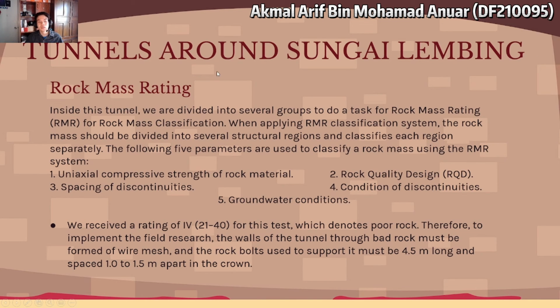So the third location is the tunnels around Sungai Lembing. We have to do the rock mass rating, RMR. So we are applying the RMR classification system. The rock mass should be divided into several structural regions and each region classified separately. We are using 5 parameters to classify a rock mass using the RMR system. The first parameter is uniaxial compressive strength of rock material. Second is RQD, rock quality designation. Third, spacing of discontinuities. Fourth, condition of discontinuities. And fifth is groundwater conditions.